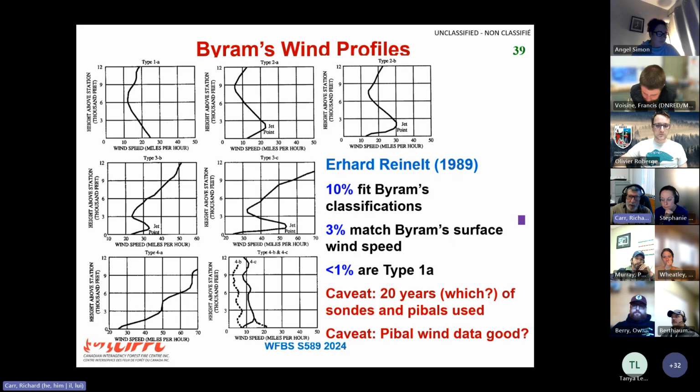In the Reinhold study, they used 20 years of data, but didn't specify which years, and didn't specify which years used the true radiosondes or the smaller variation, the pi balls. Is the pi ball wind data good? We've launched a few of those, and sometimes you get good data, sometimes you get some pretty wonky data. So we didn't know if any of them were rejected just because they looked weird. So, yeah, kind of a non-rigorous study.